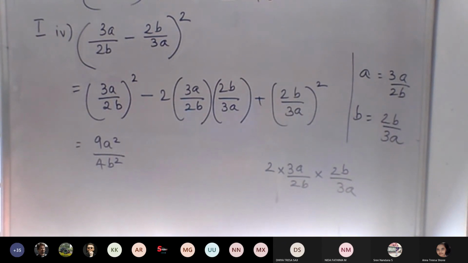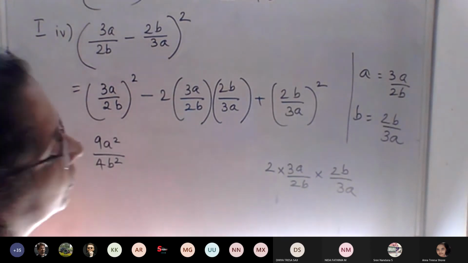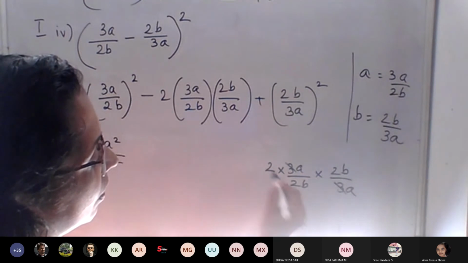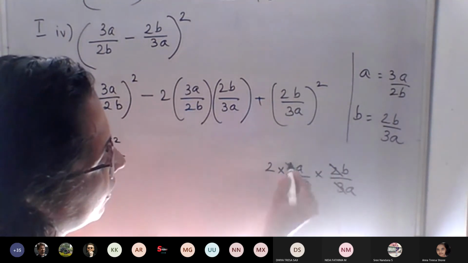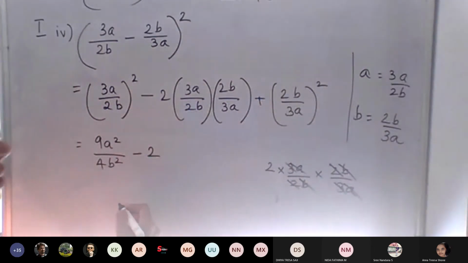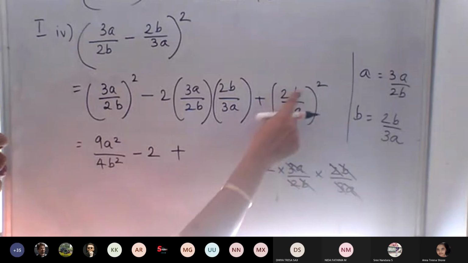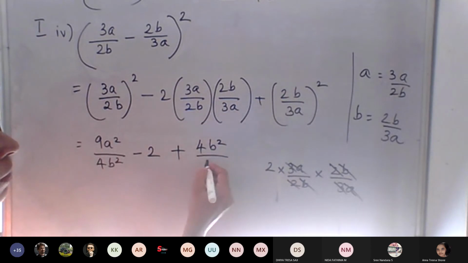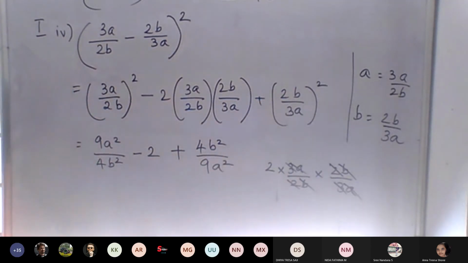Answer. Completed. 3 we can cancel. This 2 and this 2 we can cancel. a we can cancel, b we can cancel. Remaining only 1, 2 will be there. Plus 2b whole square means 4b square by 9a square. Okay, that's your final answer.